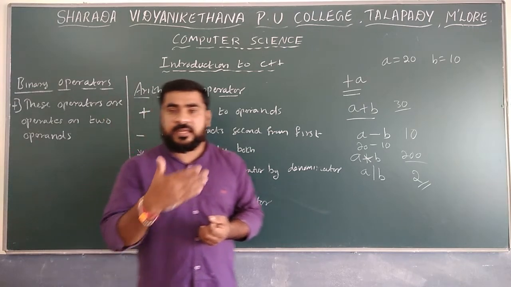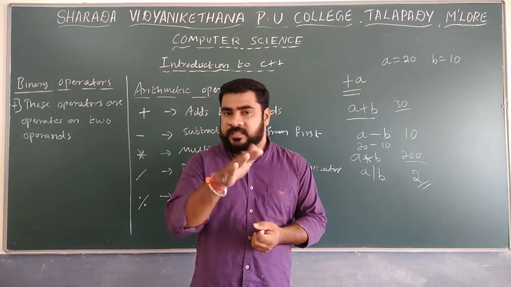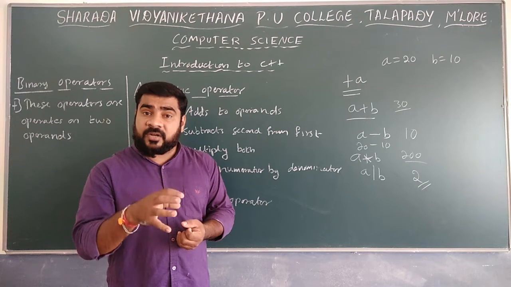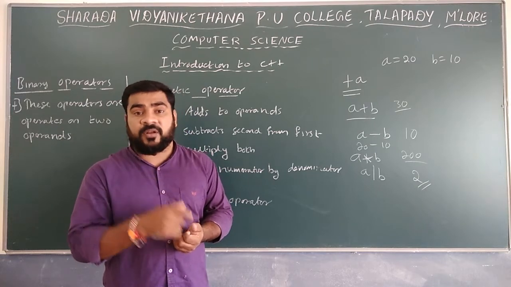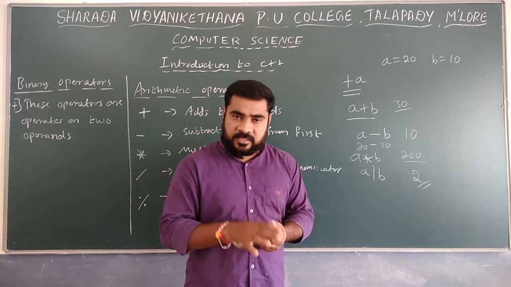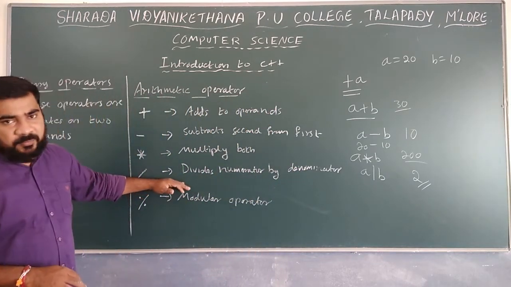Whenever you are going to do C is equal to A by B and the data type of C is integer, which I am going to discuss later, you will get only the integer part. You won't get the fraction part. That is what you have to remember when you are going to do the division.